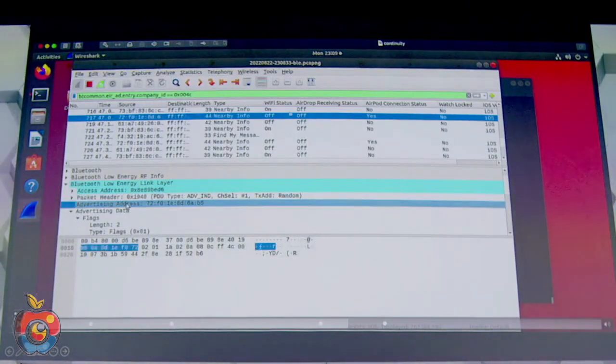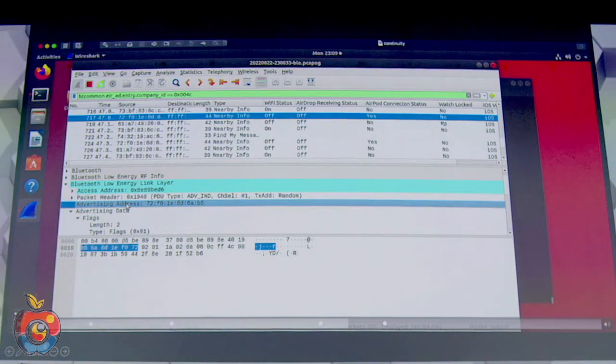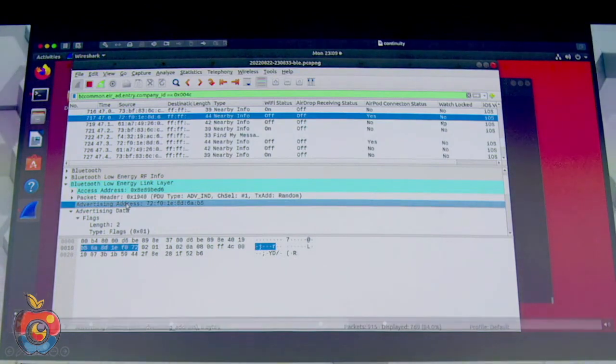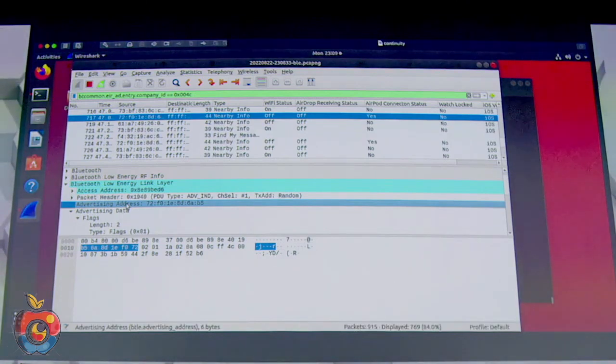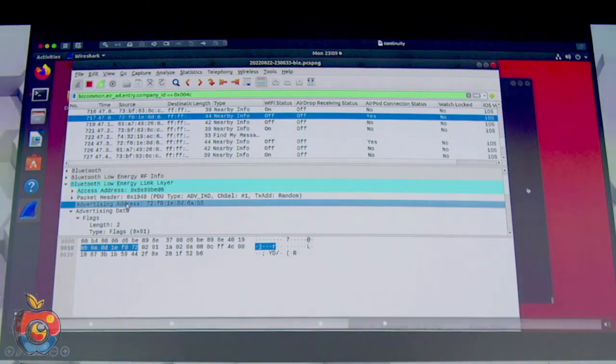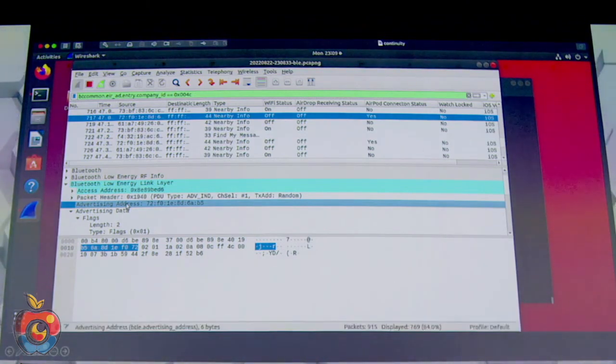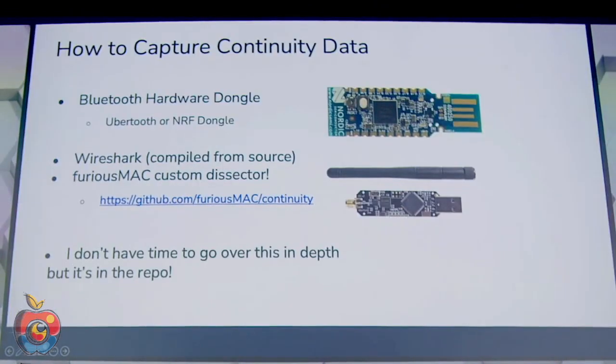So some of the pattern of life information that there is: whether or not your AirPods are connected, if Wi-Fi is on or off, if your AirDrop's on or off. It'll even say what iOS version you're on. We're going to demo this later, so you don't have to worry too much about what's on this slide.